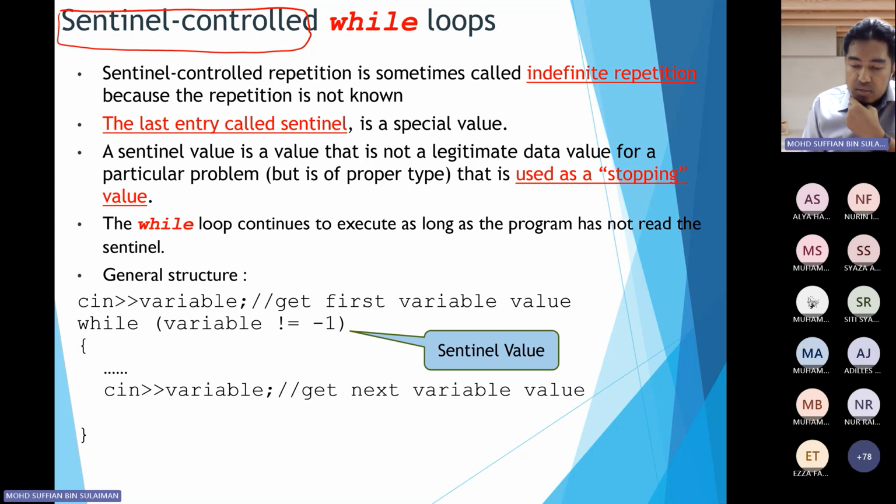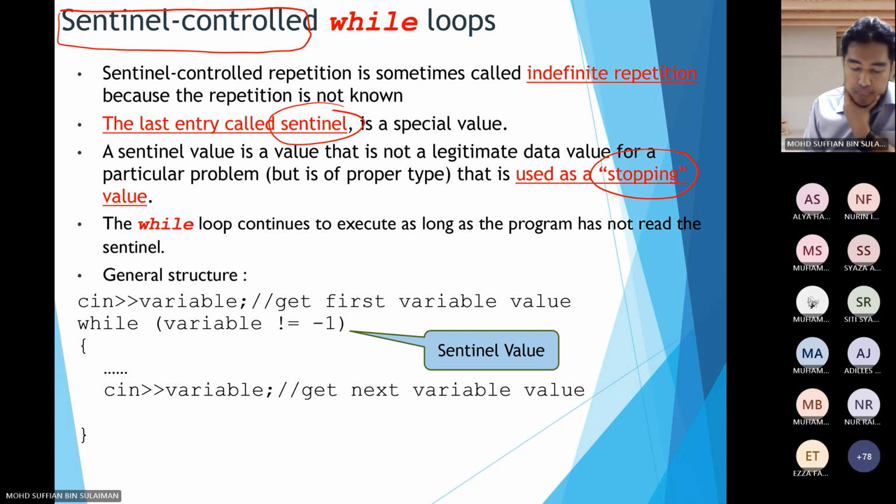Sentinel control repetition is sometimes called indefinite repetition because the number of repetitions is not known. The last entry is called the sentinel. The purpose is to stop the loop, so it is used as a stopping value. So we want to stop the loop.